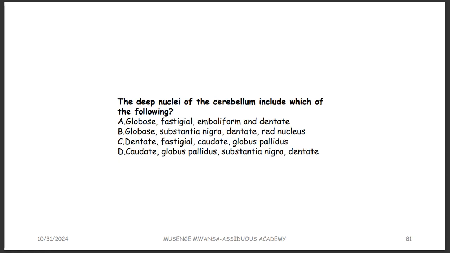Okay, and then the deep nuclei of the cerebellum include which of the following? Globose, fastigial, emboliform, dentate; globose, substantia nigra. Ah, so which one? It's A, right? Yeah.